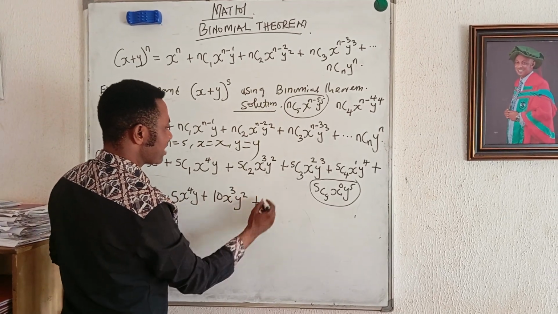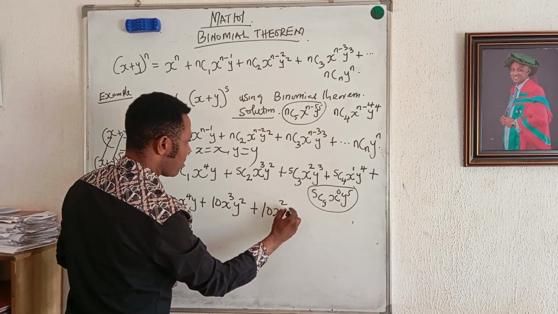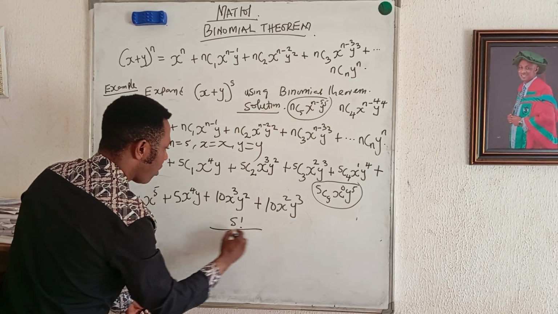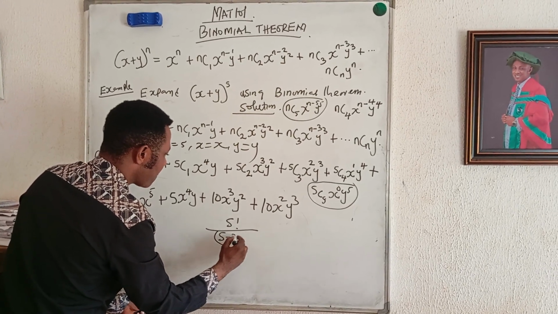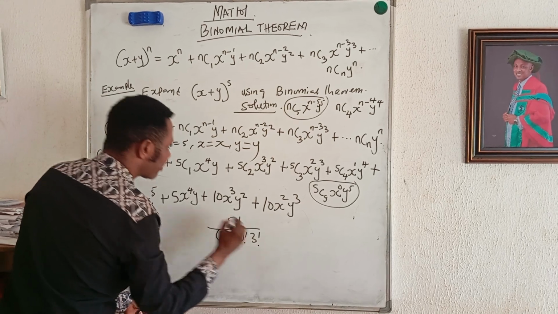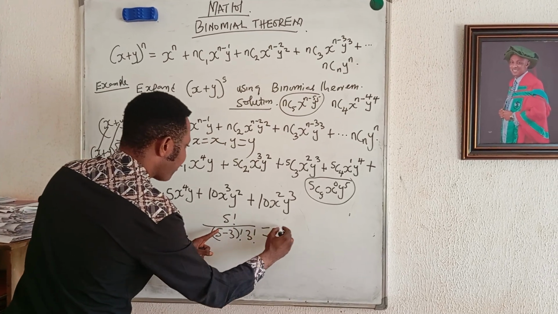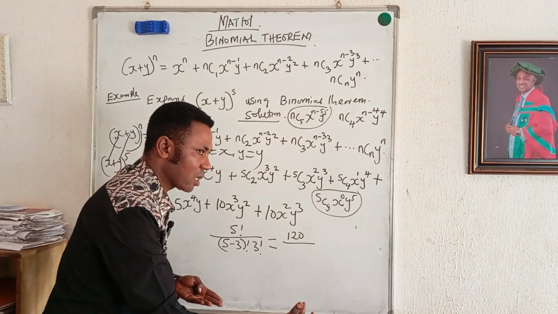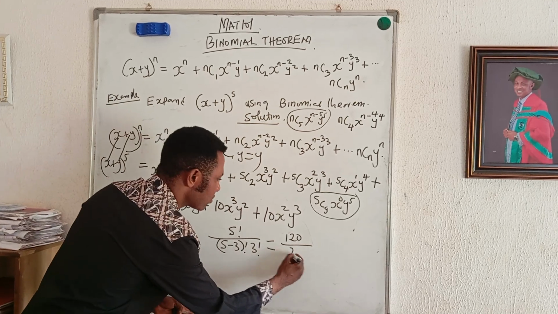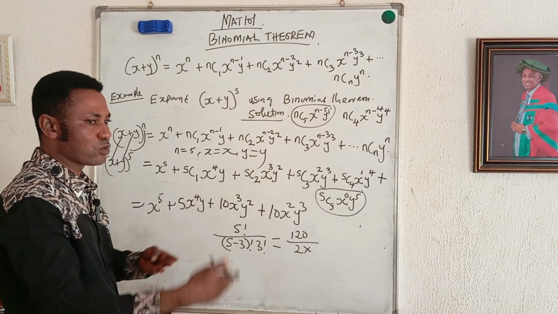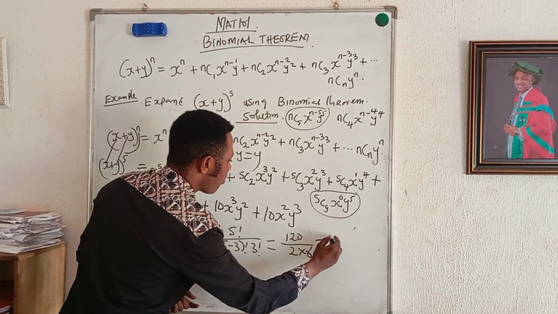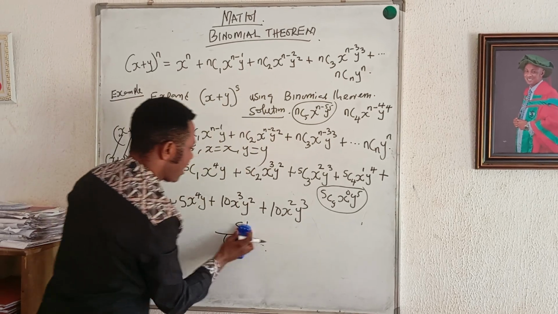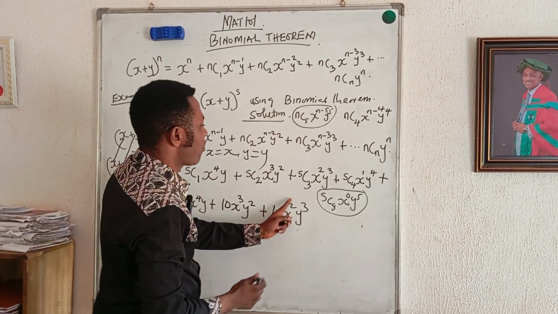5 combination 3, the answer is also 10, but I'll show us now how. Look at it now. 5 combination 3 means 5 factorial all over what? 5 minus 3 factorial, then 3 factorial. 5 factorial is what? 120. We have shown that before. Then 5 minus 3 is 2. Then 2 factorial is 2. Multiply by 3 factorial, which is 3 times 2 times 1, which is 6. So now we have 120 all over 12, which is what? 10. That is how it's been done. All right? That's why we have 10x squared y squared.